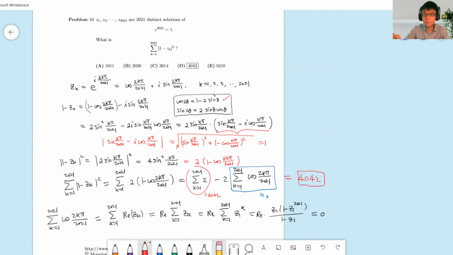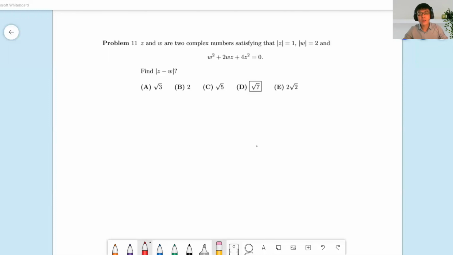Question 11. Z and W are two complex numbers satisfying Z has modulus 1, W has modulus 2, and the following equation holds. So we need to find the distance between Z and W. So let's, by the modulus, write Z as exponential I alpha and W as twice exponential I beta.